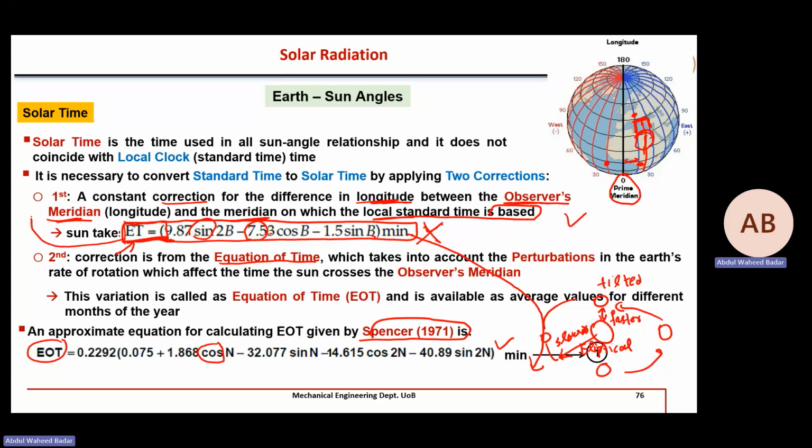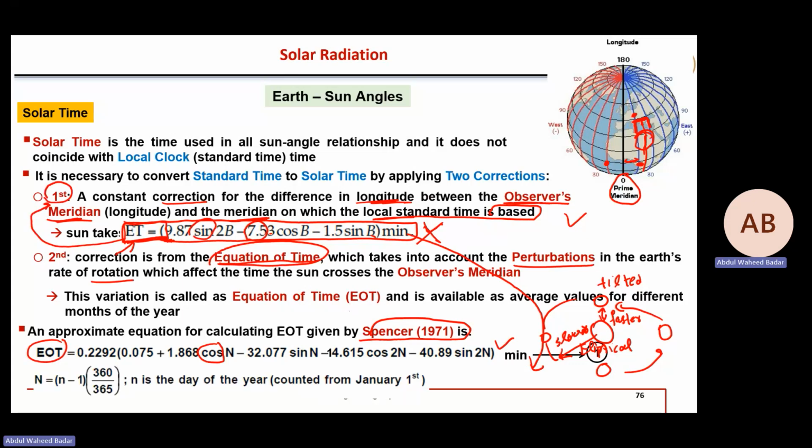So this equation has nothing to do with the first comment about the longitudinal change between the observer and the local standard time. We have this equation of time to consider this second effect, right? All those perturbations in the Earth's rate of rotation. So here, what is n? N is the nth day of the year, which we put here to find the equation of time.